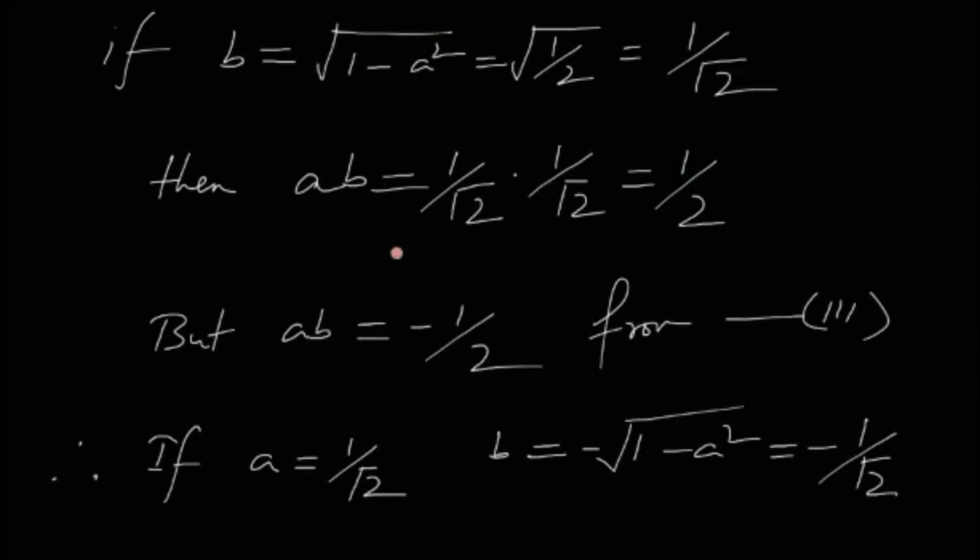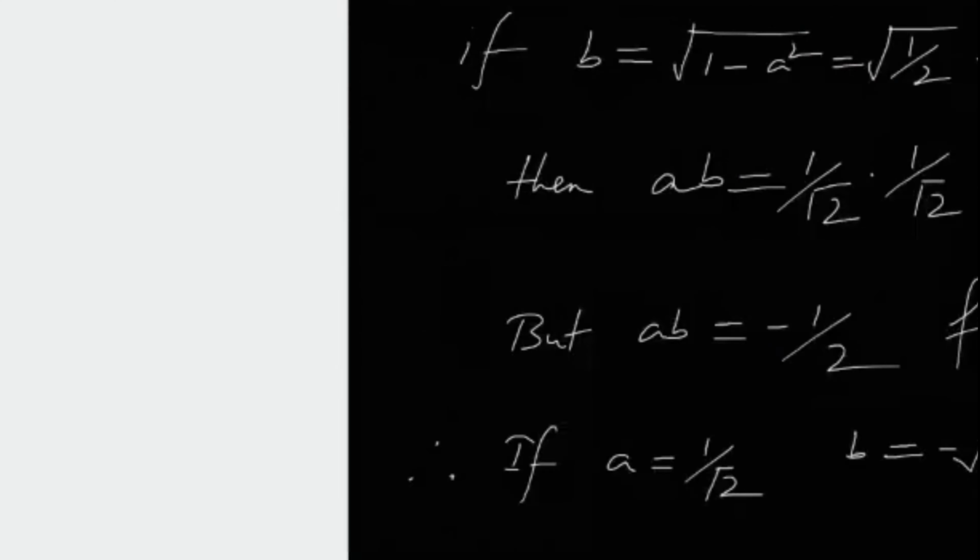So ab equals minus half from equation 3. If a equals 1 by root 2, therefore b has to be minus root over 1 minus a square, that is minus 1 by root 2, so that ab is minus half. Therefore, b cannot be simply root over 1 minus a square. So option B is not always true, because it depends on what value a takes.